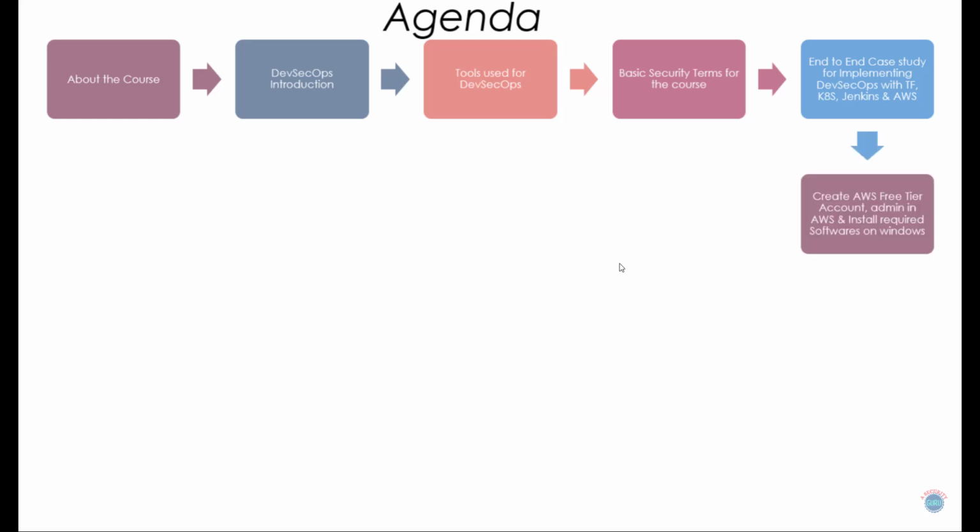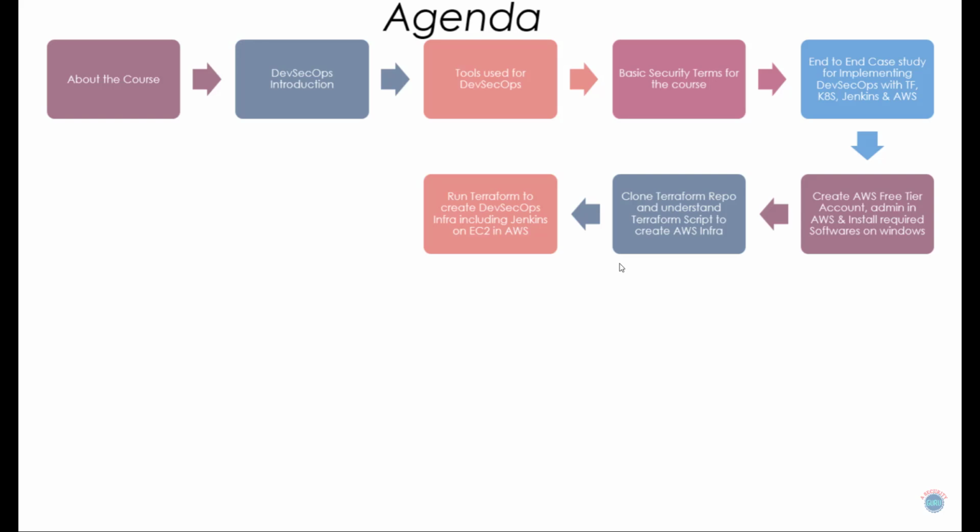After that, we will create our AWS free tier account. We will create admin user in AWS and also we will install the required softwares on our Windows machine. Once we have done that, we will clone a Terraform repo that we have created for this course in order to create our AWS infrastructure. Once we have done that, we will run Terraform to create our AWS infrastructure that will include EC2 instances, Jenkins and all the required softwares. After that, we will configure Jenkins with the required plugins and credentials that we will need throughout our course.